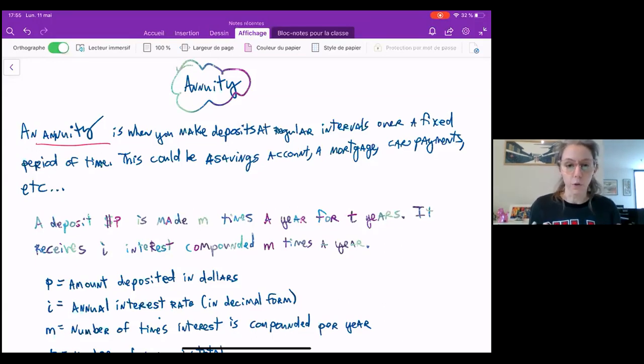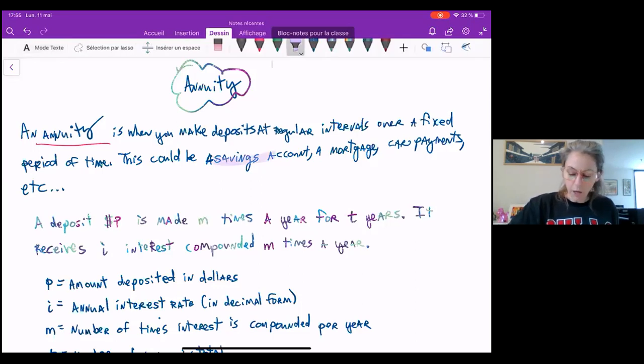Other examples of annuity could be, so we had that savings account. Another example of an annuity could be a mortgage payment, where again, I'm putting a specific amount of money in and paying a specific amount of interest on that money. The money goes in at fixed intervals and it's gonna last for a fixed period of time. Maybe I have a 35-year mortgage. Car payments as well would be another example of an annuity.